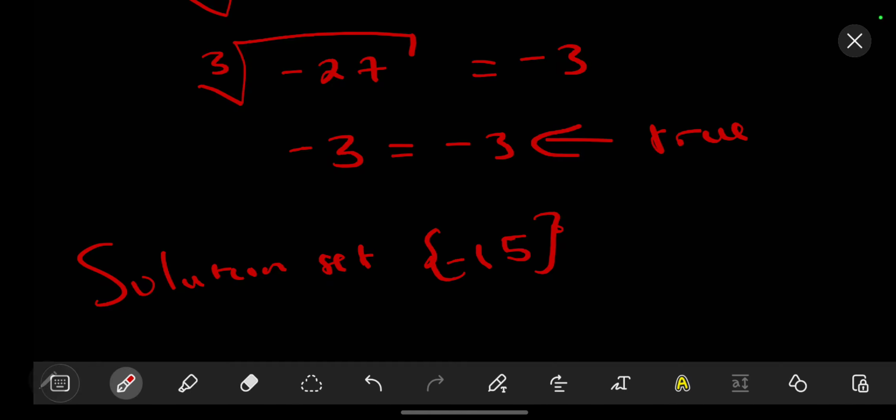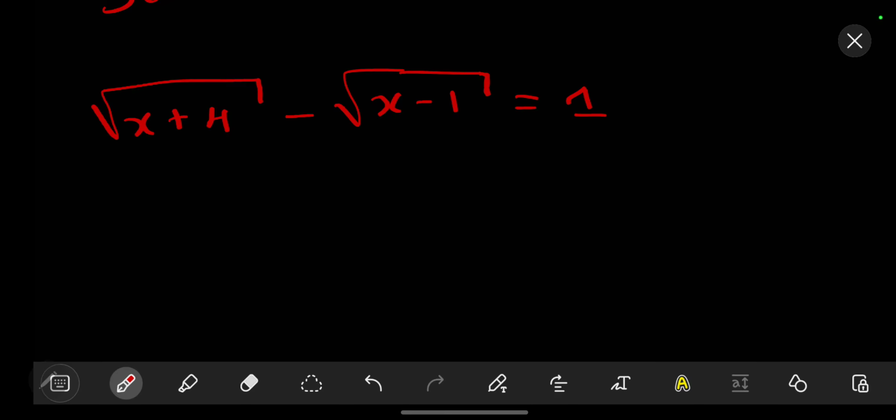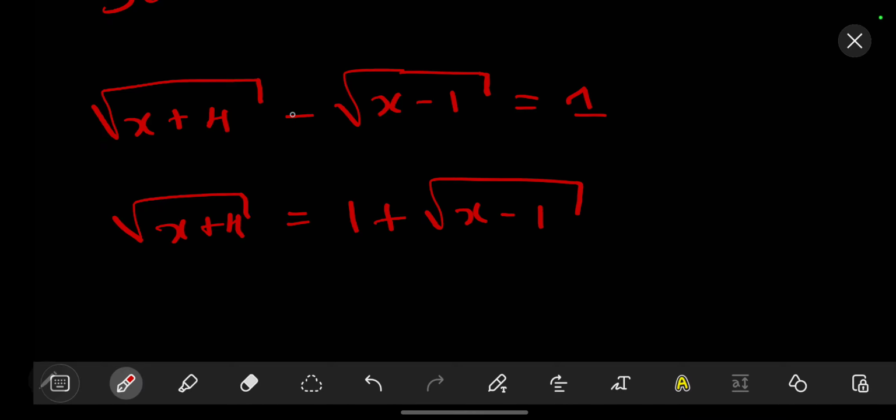Let's go to our next problem, which is quite interesting. So let's say you have this problem. How do you solve it? Here, just as we have been saying, you can square both sides and the answer will be okay, but that would make the problem more and more complicated. So what do we do? Take the radical to the other side so that at least you have a number and a radical. So we are going to have the square root of x plus 4 equal to 1 plus the square root of x minus 1. If this goes to the other side, the negative changes to positive.